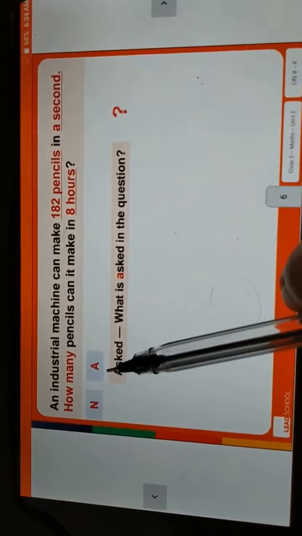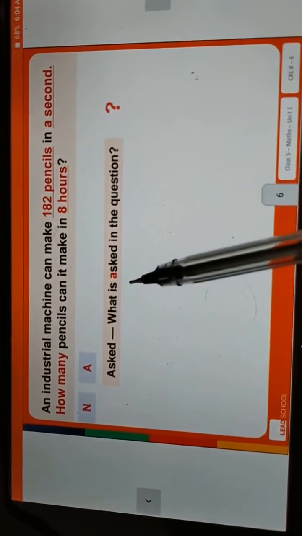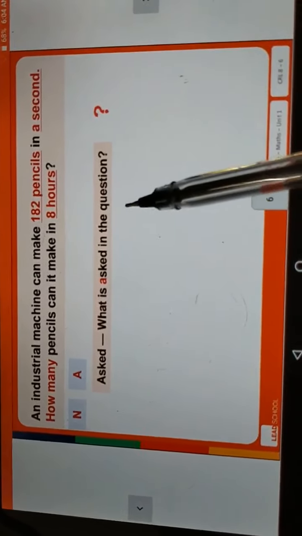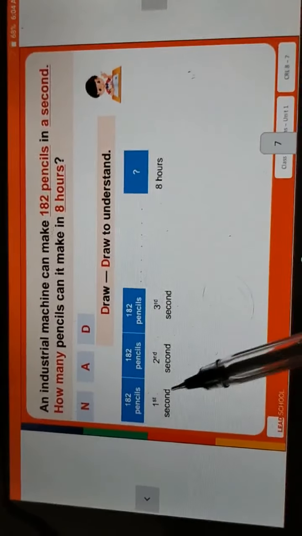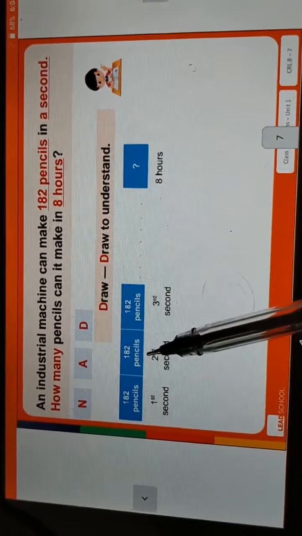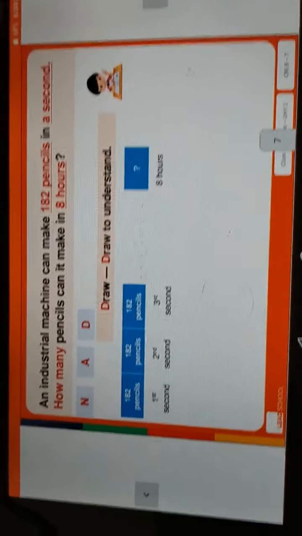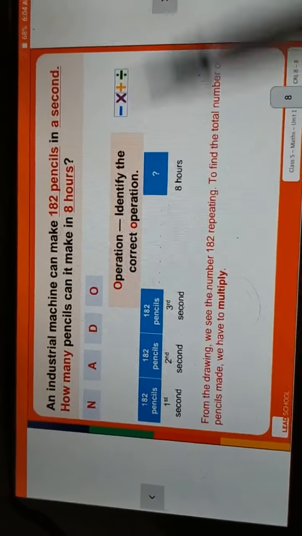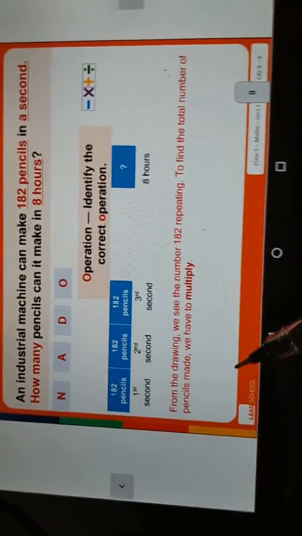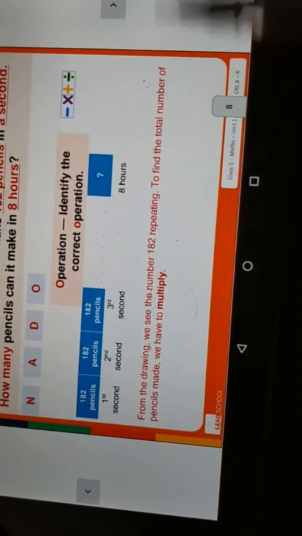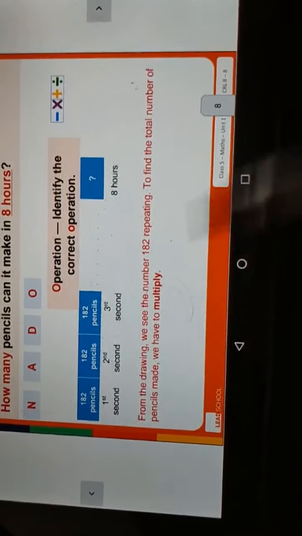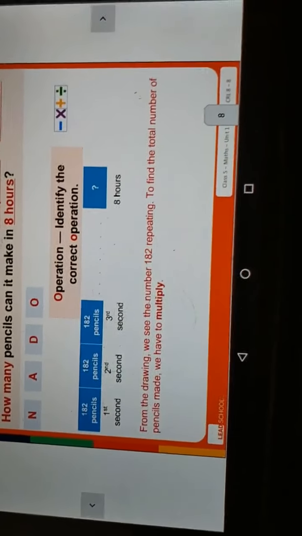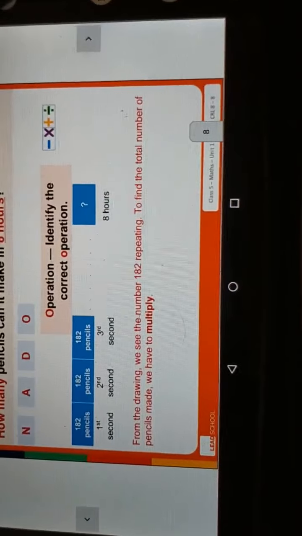Then ask: what are they asking? What is asked in the question? We have to find the total pencils in 8 hours. Now which operation will we use? So the correct operation is multiplication. Find and draw: we see the 182 repeating, to find the total number of pencils.